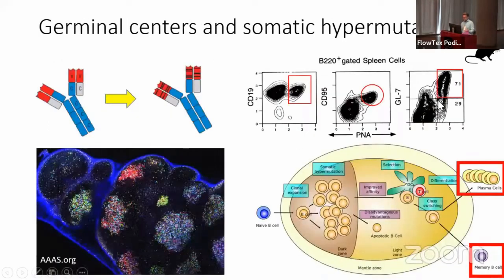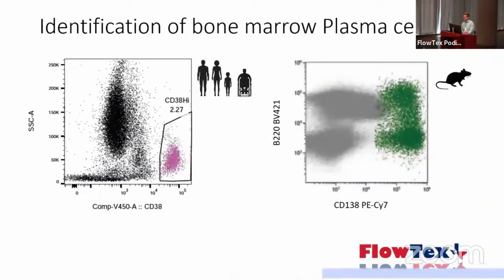And so, the last thing that I circled here are memory B cells and plasma cells. And of course, this is the long-term hope of an effective B cell response. And so how do we identify those by flow cytometry? In humans, there's a number of different markers, including CD138 and CD38. These are what are used to identify plasma cells, either in bone marrow or in other tissue sites.